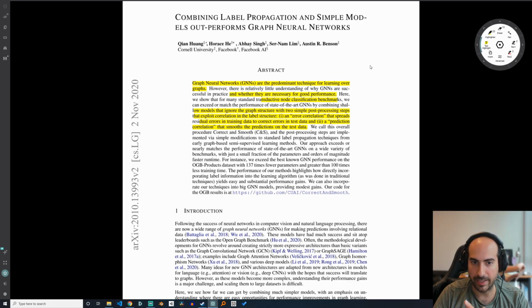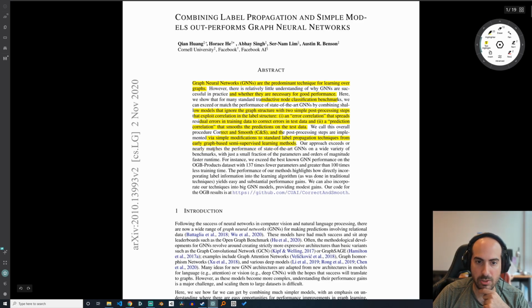And I guess they do this by spreading what they call the residual errors in training data to correct errors. I'm not really sure what these statements mean, but I guess it'll be clear once we go through the paper. And then they call this procedure Correct and Smooth, and the post-processing steps are implemented via simple modifications to standard label propagation techniques from early graph-based semi-supervised learning methods.